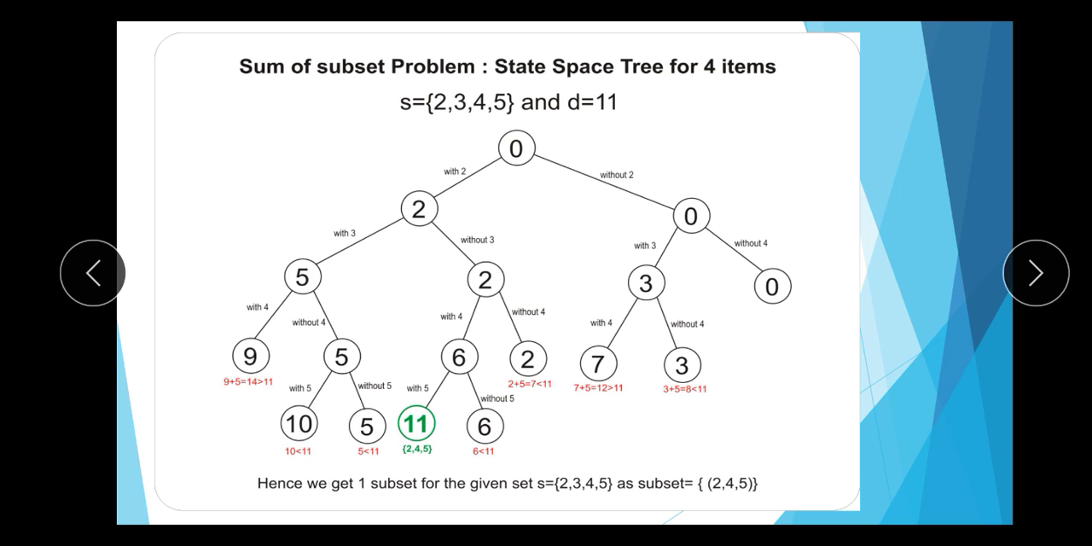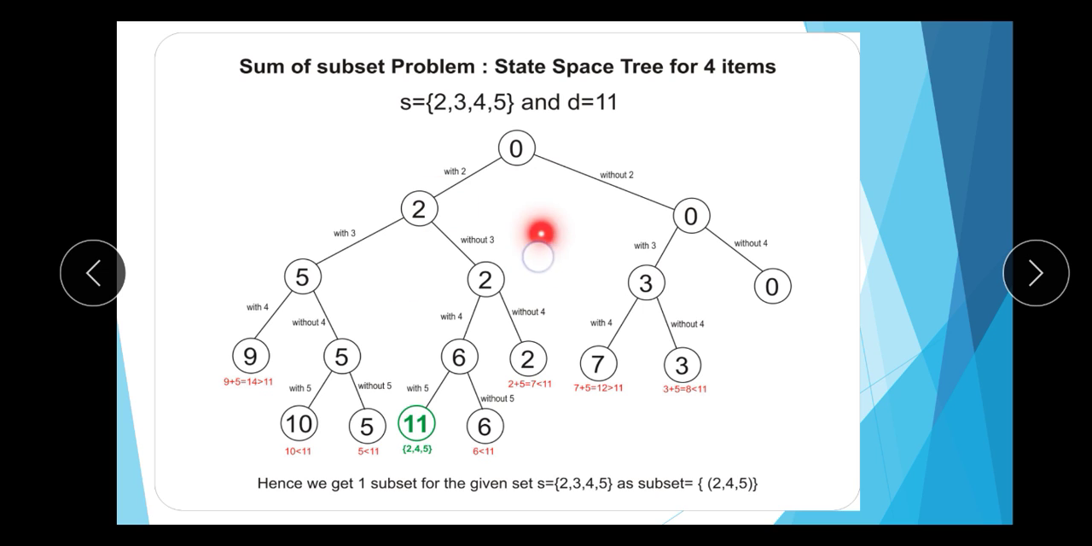Now on the next side, we are getting 5 and we select the element 5. So with 5 and without 5. With 5 we get 10 and without 5 we get 5. Again this is not the solution state because 10 is less than 11, and 5 is also less than 11. So we bound this path also and move to the next side.